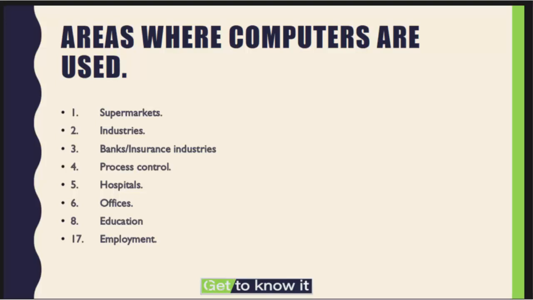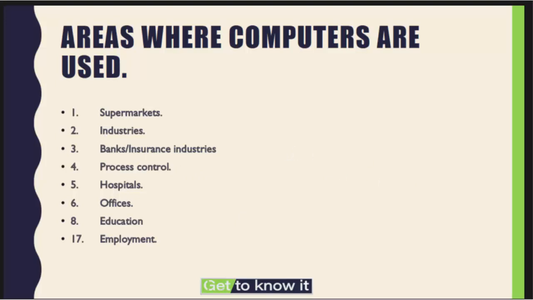Those are the disadvantages of computers, but still we have more. So, which are areas where computers are used? Computers are used in very many areas, but in this case, we're just going to mention the common areas where computers are used. Computers can be used in supermarkets, industries, banks, process control, hospitals, offices, in institutions for education purposes, and employment for employing people. So let's try to see how computers are used in these various areas, starting with supermarkets.